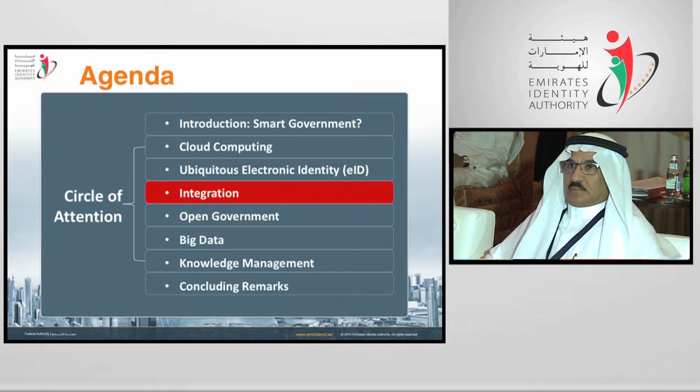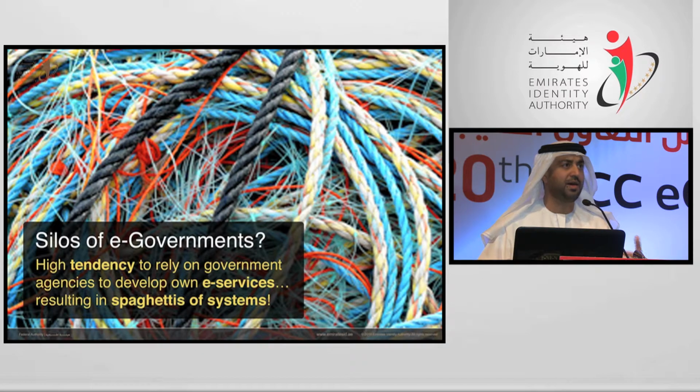The third element in the circle of attention is integration. Many government organizations, and specifically when we talk about e-government practices, have produced lots and lots of silo systems here and there. They are scattered.